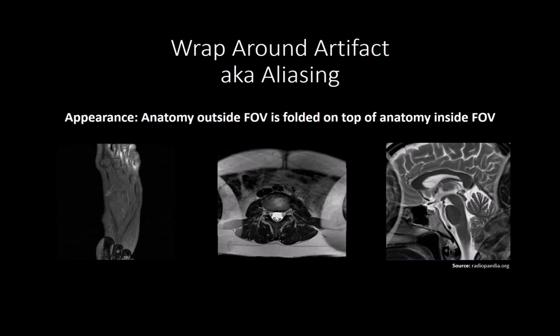In the middle, you have both hips wrapping into the image on the opposite side of the field of view, and then on the image to the right, you can see the front and back of the brain wrapping into the smaller field of view. Some remedies or compensations for wraparound artifact.